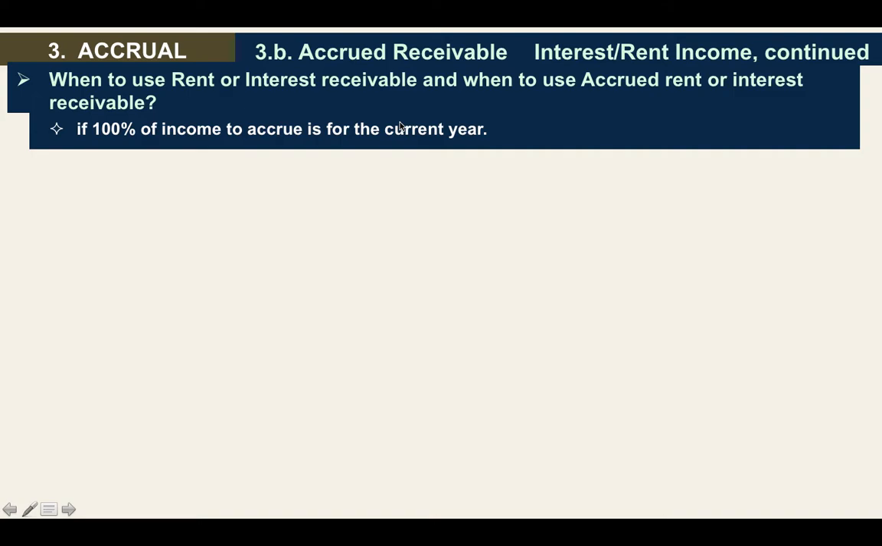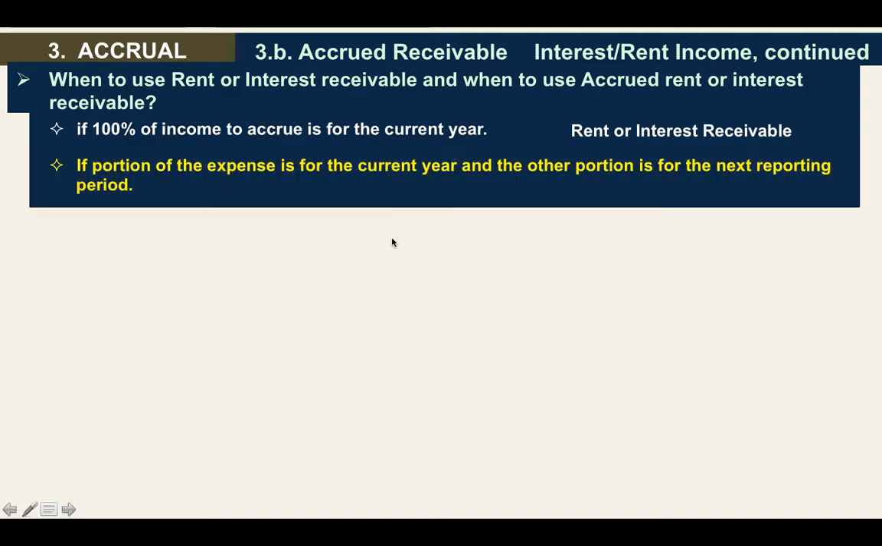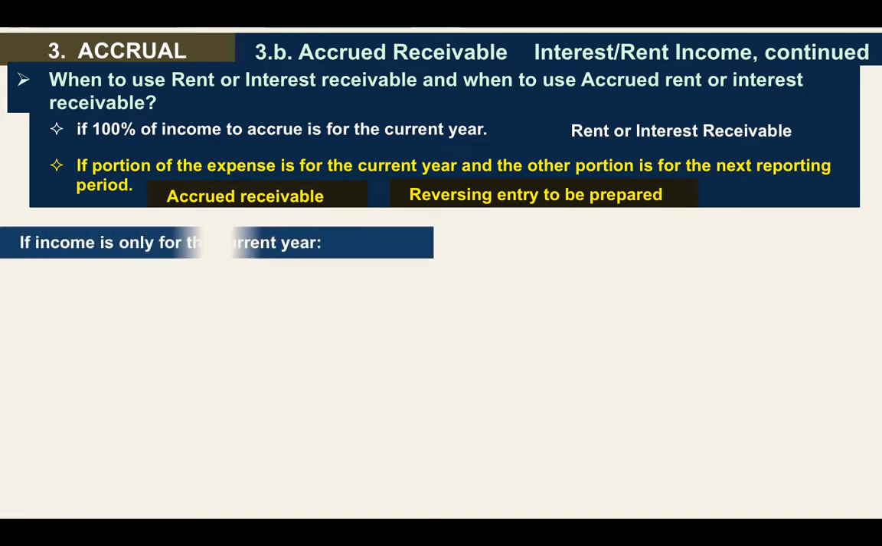Same concept with the payable. If 100% of income to accrue is for the current year, use rent or interest receivable. If a portion of the income is for the current year and the other portion is for the next reporting period, use accrued receivable. And accrued receivable would be accrued rent or accrued interest. However, you have to make sure that you are going to prepare the reversing entry at the beginning of the next reporting period, reversing your accrued receivable.